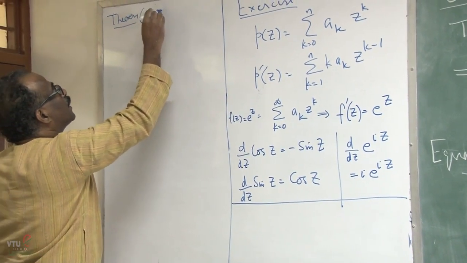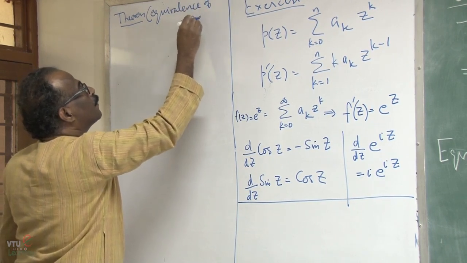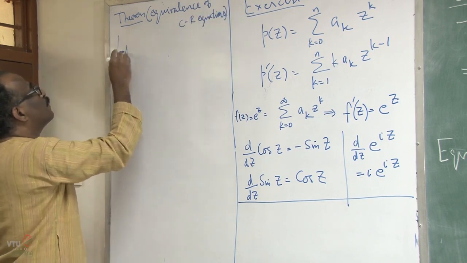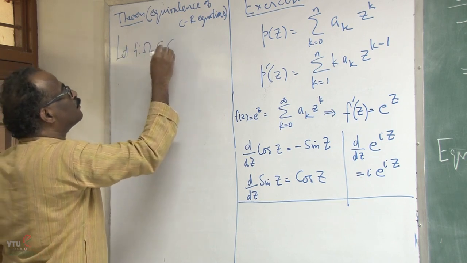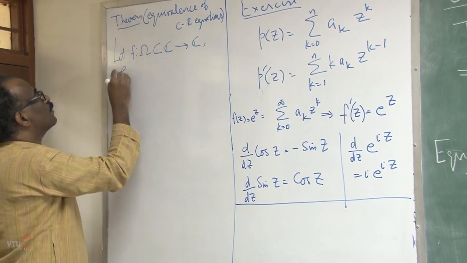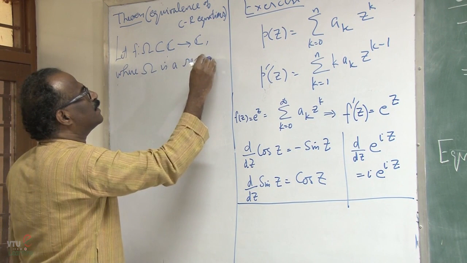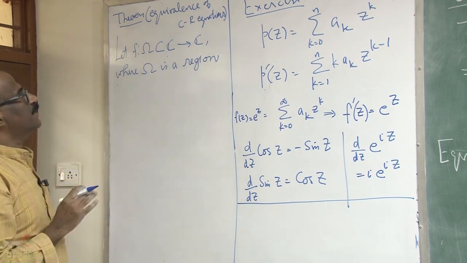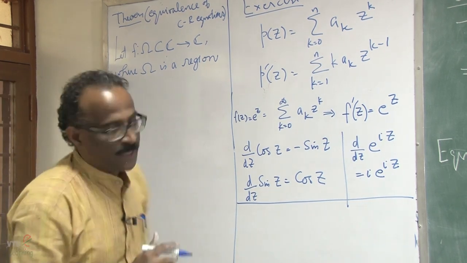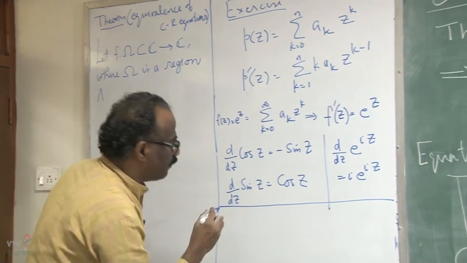This is the theorem, the equivalence of CR equations. Let f from omega, a subset of C, to C, where omega is a region. Region means some open connected set, but you can think of it as a kind of region you are familiar with, bounded by some curves. And one thing, one definition, let me complete it first.